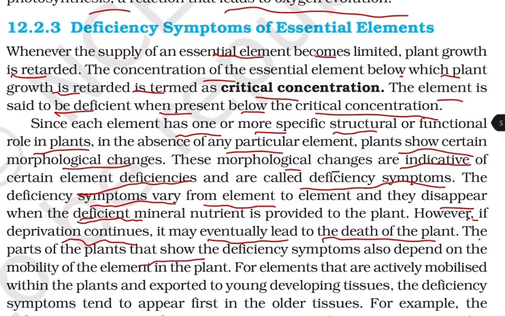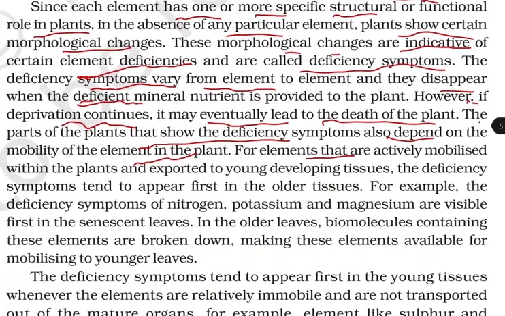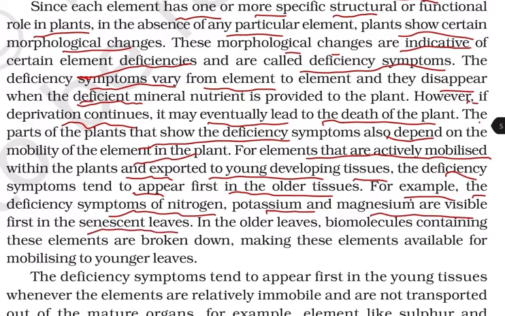The parts of the plant that show deficiency symptoms also depend on the mobility of the element in the plant. For elements that are actively mobilized within the plants and are exported to the young developing tissues, the deficiency symptoms tend to appear first in the older leaves. For example, the deficiency symptoms of nitrogen, potassium, and magnesium are visible first in the senescent leaves. In the older leaves, biomolecules containing these elements are broken down, making these elements available for mobilizing to younger leaves.